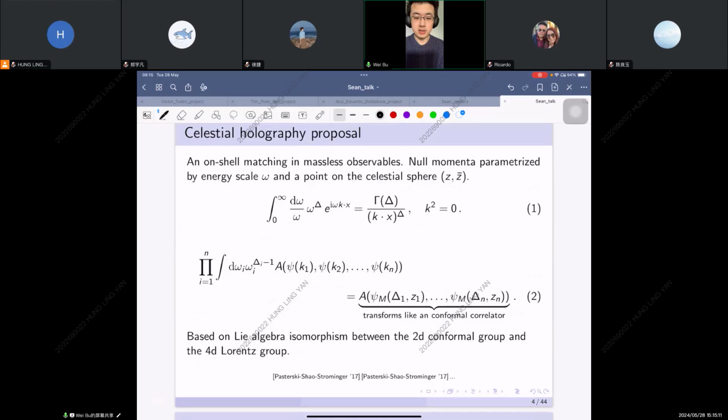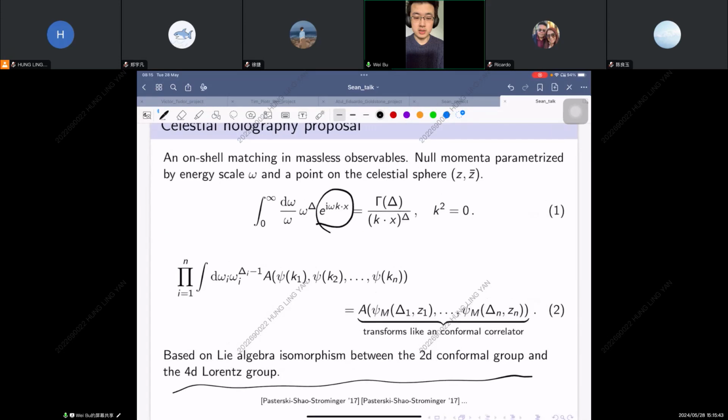So how does this come about? It's all based on this observation of a local Lie group isomorphism between the 2D conformal group SL(2,C) and the 4D Lorentz group. So those of you who know embedding space formalism, this is very simple. Or any of you who know a little bit of group theory, there's a one-to-one map between these two groups, the generators.